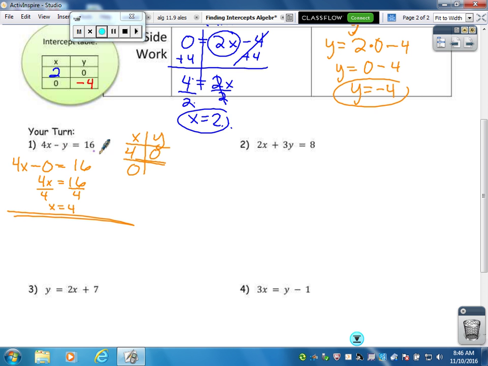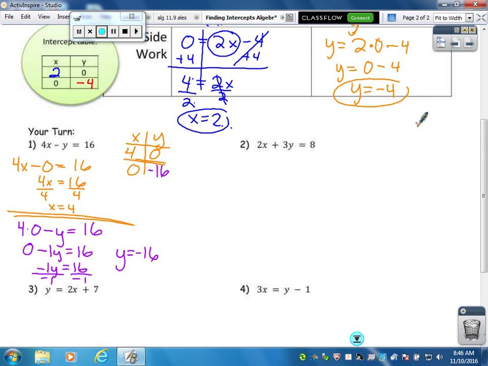And let's reset the problem to its original. So this time I want my y-intercept, so I want my x to be 0. So 4 times 0 minus y is equal to 16. Now a big thing that I see a lot of people doing is they lose this negative right here. Don't forget that this is really 0 minus 1y equals 16. So when we drop out the 0, we've still got that negative 1 sitting there that we need to divide by. So now when I divide by my negative 1, I get that y is equal to negative 16. So my y-intercept is negative 16.